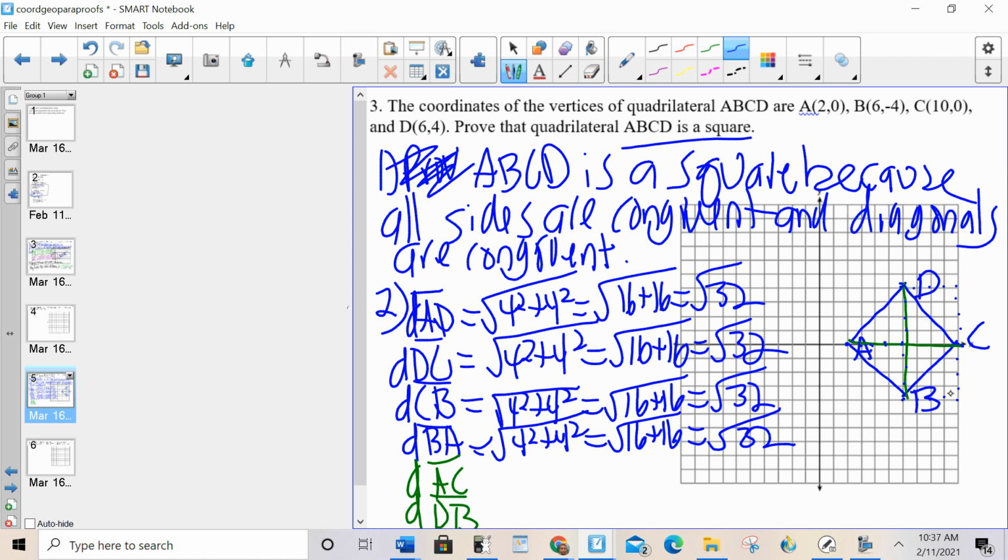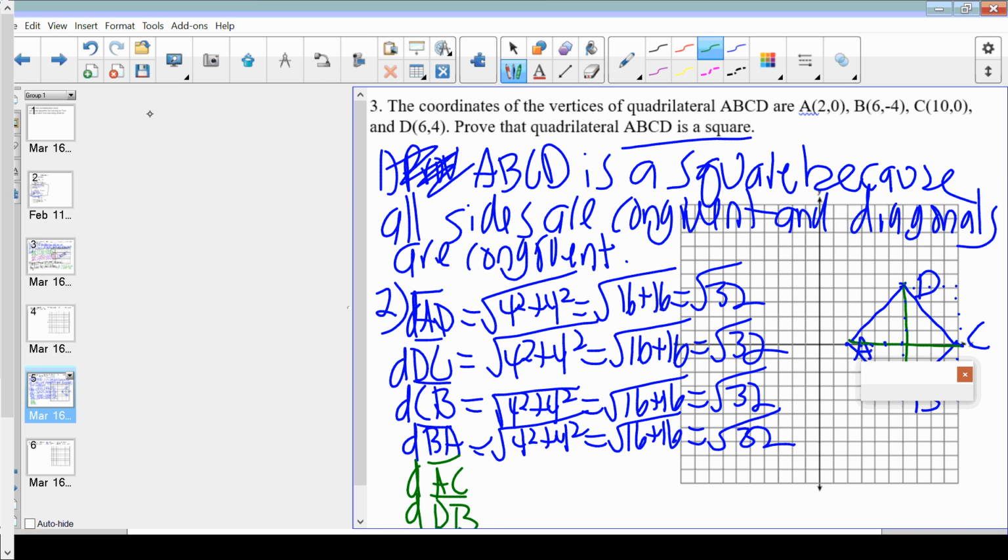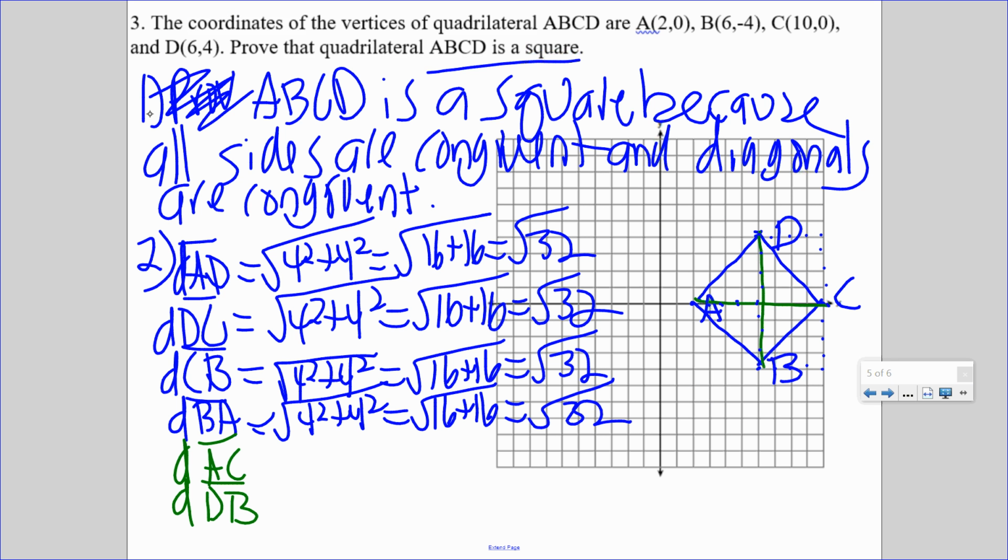Now, in this particular case, the diagonals are a little bit easier because they're straight lines. If it's a straight line, you don't have to use distance formula. It's just 1, 2, 3, 4, 5, 6, 7, 8. You don't have to use distance formula when it's a straight line. DB 1, 2, 3, 4, 5, 6, 7, 8.